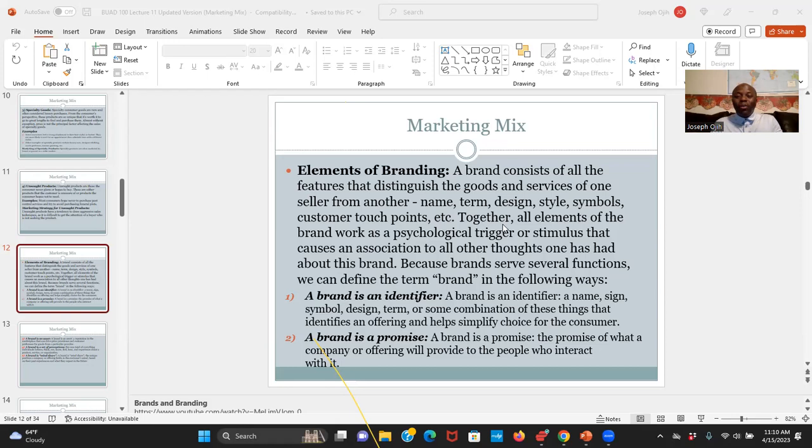So all the elements of the brand, name, theme, design, style, symbols, customer touch, they are together. All these elements work as a psychological trigger or stimulus that causes an association to all the thoughts one has about the brand. So when you are hungry, you are driving through, you see the sign of Subway. Okay, Subway is good. I know Subway. You just stop and buy it.